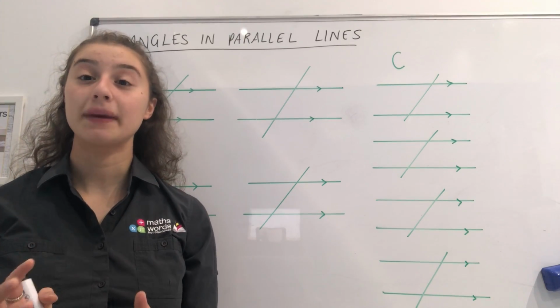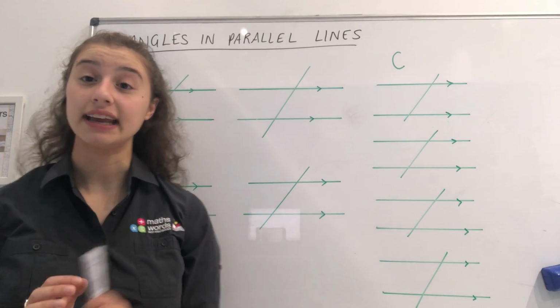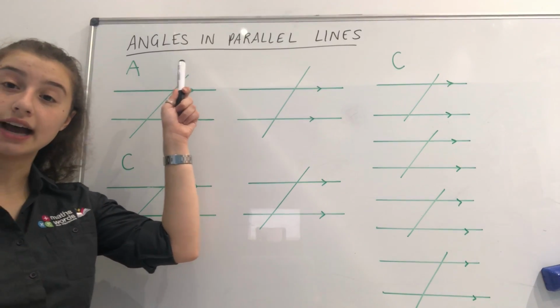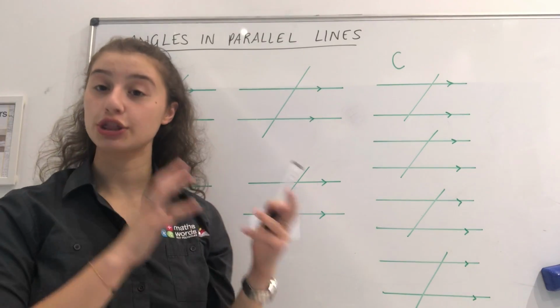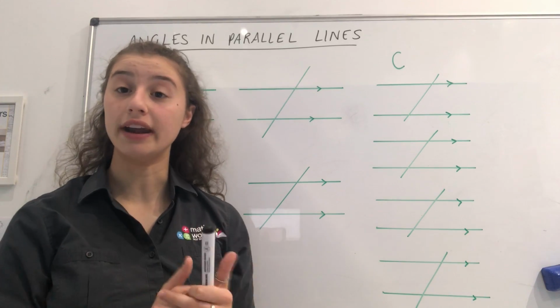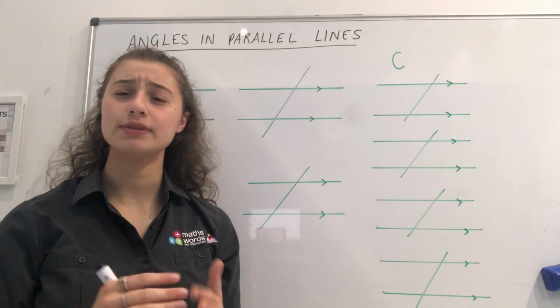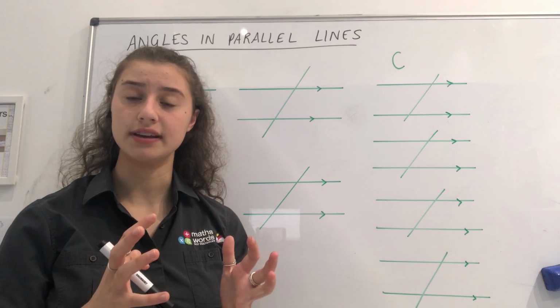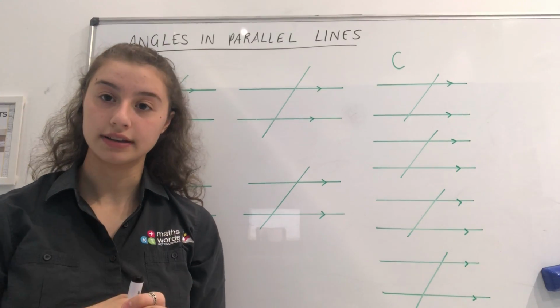A really important topic under angles and geometric reasoning is angles in parallel lines. Before we jump into the 3 rules and laws that you can use to find unknown angles, the first thing we need to do is understand the components of this. So the first is, what are parallel lines?